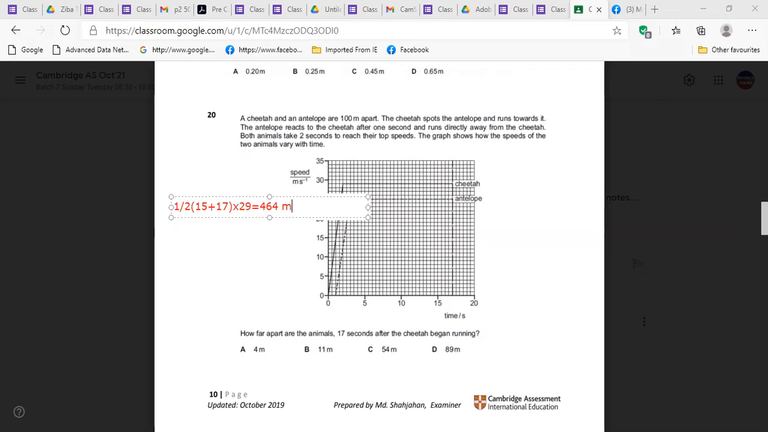This is for the cheetah. We are writing: this is distance traveled by the cheetah. Okay, write it. All your work we will use now. We'll be using them all.